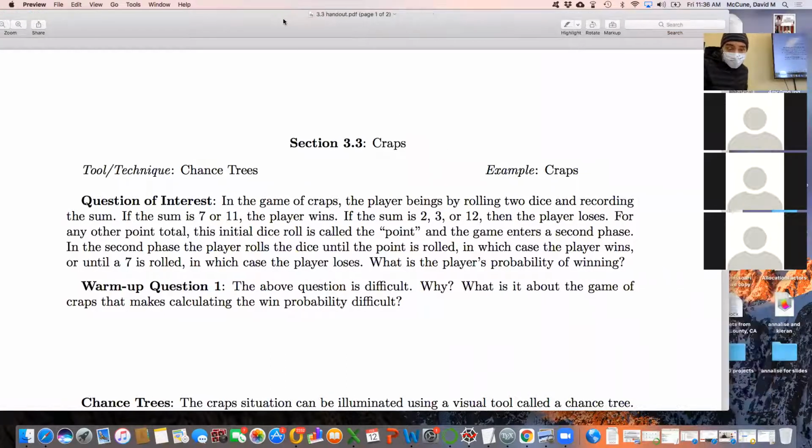So I guess I should say there are, of course, variants of craps, right? So when somebody says like poker, there's like 30 billion versions of poker, so same thing with craps. So that caveat out of the way, here's like a standard version of craps. So you start by rolling 2 dice and you record the sum.